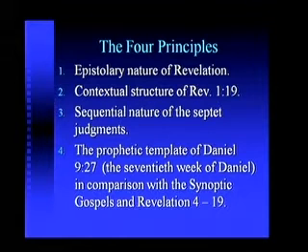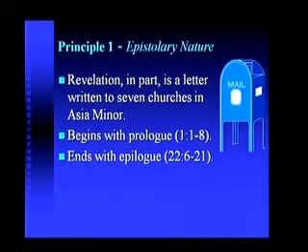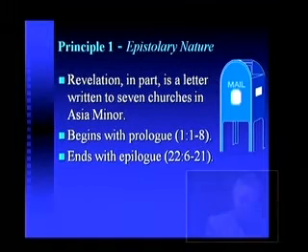The four principles for the book of Revelation are, first of all, the epistolary nature of the revelation. It is a letter in part. The contextual structure of Revelation 1:9, the sequential nature of the septet judgments, and then the prophetic template of Daniel 9:27, or the 70th week of Daniel in comparison with the synoptic gospels, Matthew, Mark, and Luke, as well as Revelation 4 through 19.